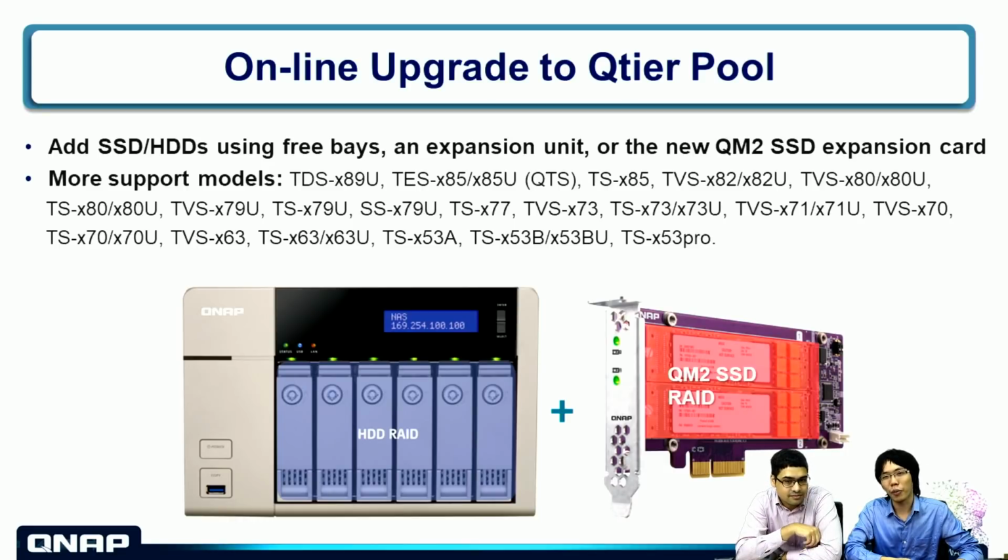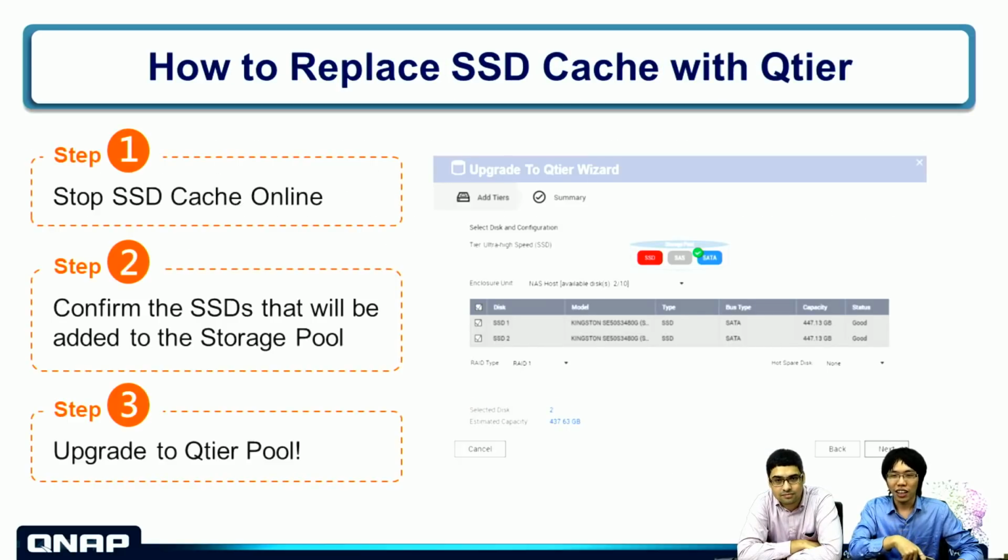Also, we have provided more models supporting QTier. As you can see, even Tower NAS, for example, 53B or 53A, those models can also support QTier right now. Okay. Good. And how can we replace SSD cache with QTier?